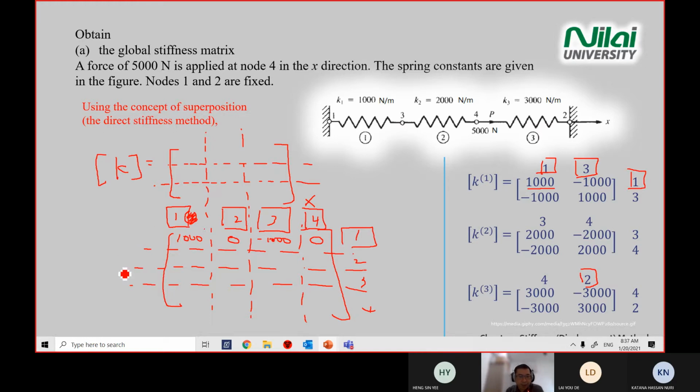Okay, now this question is for Lai. Lai, what is the number in this location? What is the number for the 1 and 2 location? What is the answer?